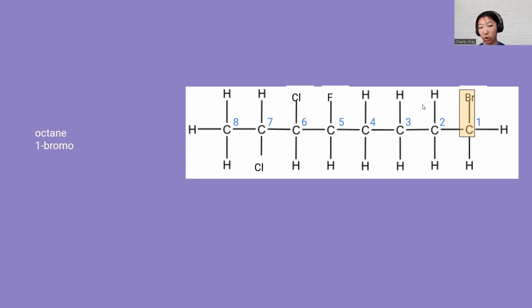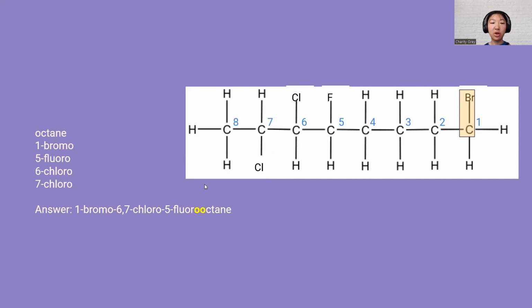Then we have bromide at carbon number 1. We have a fluoride at carbon number 5. We have a chloride at carbon number 6, and then we have a chloride at carbon number 7. So we have 1-bromo, 6,7-dichloro, 5-fluoro, octane. And you notice that the fluoro does not take over the O in octane, so we have 2 O's together. So fluorooctane.